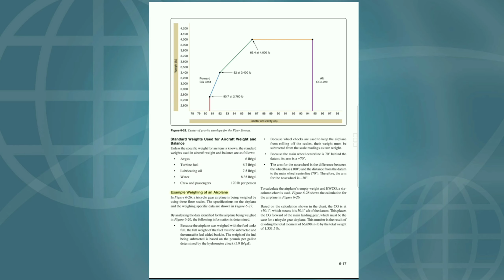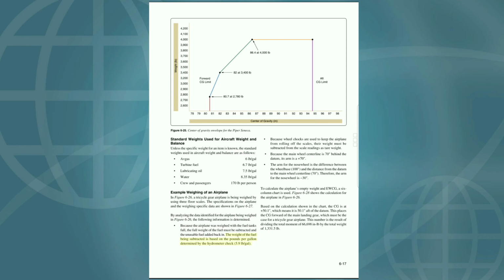Example weighing of an airplane. In figure 6-26, a tricycle gear airplane is being weighed by using 3 floor scales. The specifications on the airplane and the weighing specific data are shown in figure 6-27. By analyzing the data identified for the airplane being weighed in figure 6-26, the following information is determined. Because the airplane was weighed with the fuel tanks full, the full weight of the fuel must be subtracted and the unusable fuel added back in.